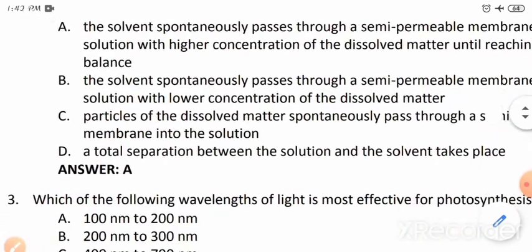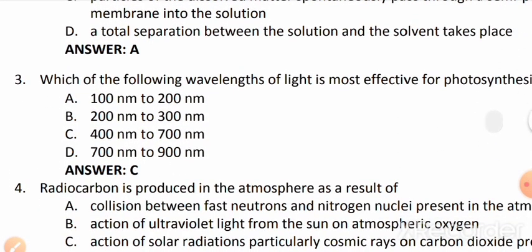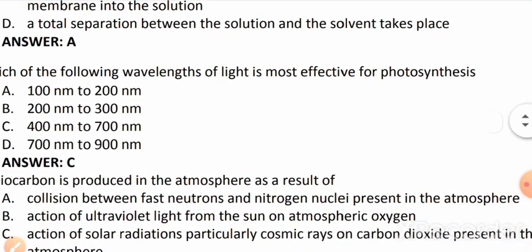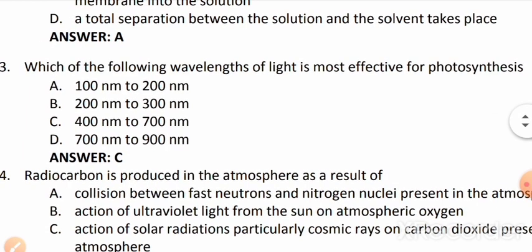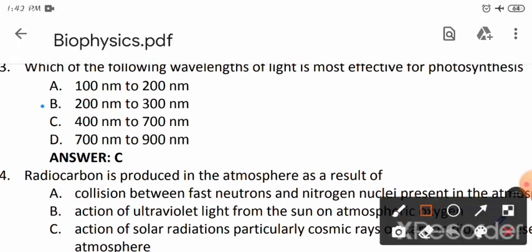Now the next question friends, question number 3. Which of the following wavelength of light is most effective for photosynthesis? Friends, the most effective wavelength for photosynthesis is 400 to 700 nanometers. That option is correct. 400 to 700 falls within the visible range.